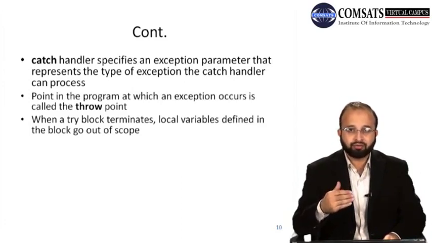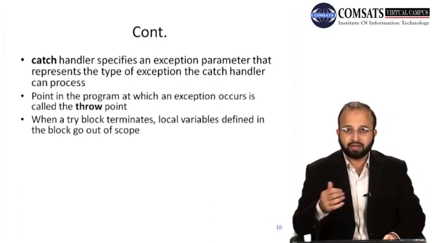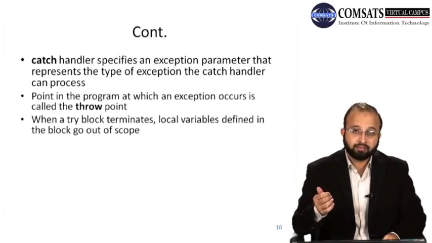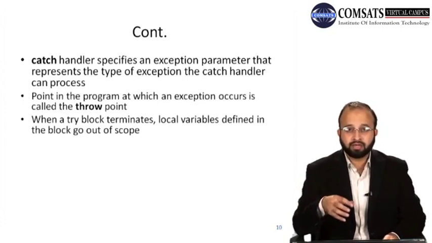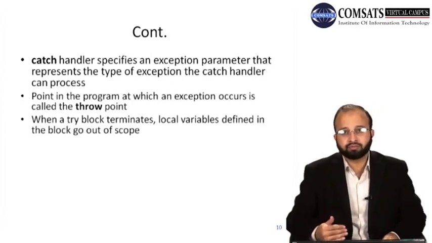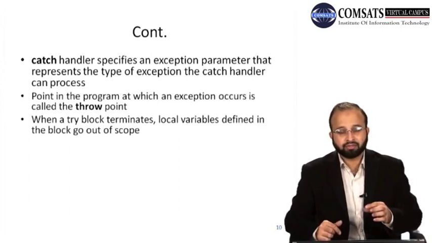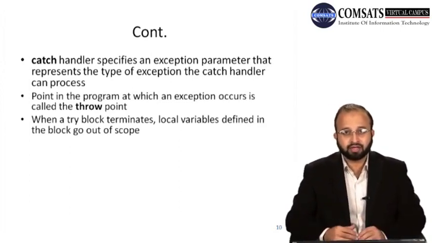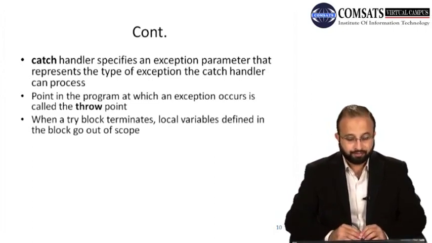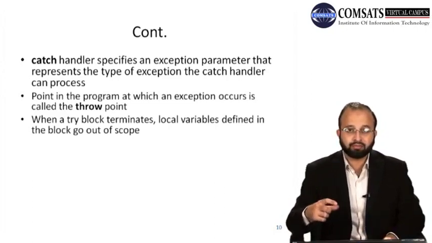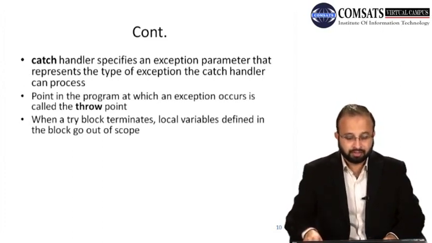That is, when the control is inside those brackets, it allocates the memory for those variables. We can use those variables, but when the control goes outside those brackets, that is, outside the closing bracket of the inner bracket, the memory of all the variables created inside will be deallocated. So when a try block terminates, local variables defined in the block go out of scope. Whatever variables you have defined inside the try block, their scope will end.